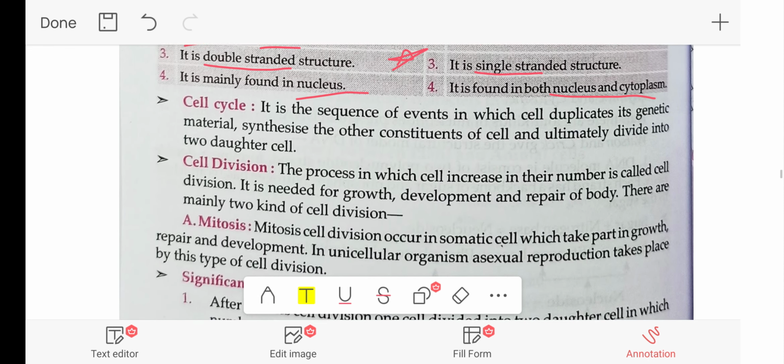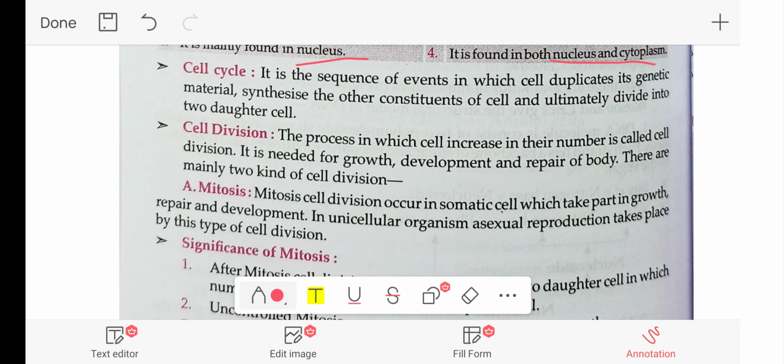Now, the cell cycle. It is a sequence of events in which the cell duplicates its genetic material, synthesizes the other constituents of the cell, and ultimately divides into two daughter cells. Cell division. The process in which cells increase in their number is called cell division. It is needed for growth, development, and repair of the body.